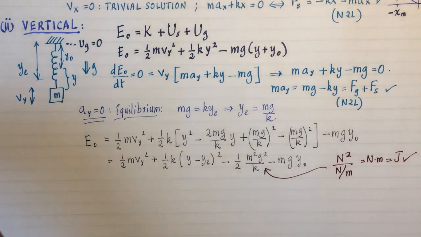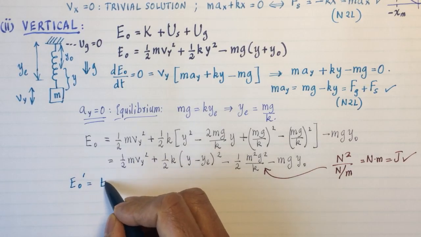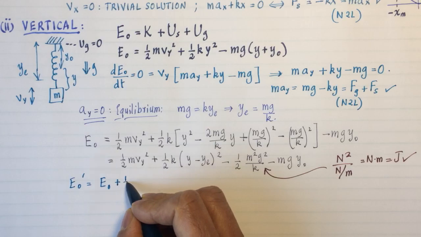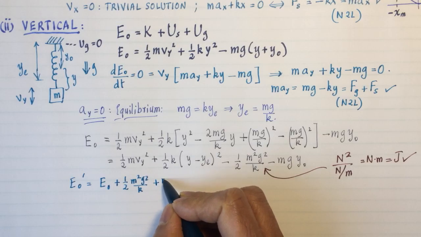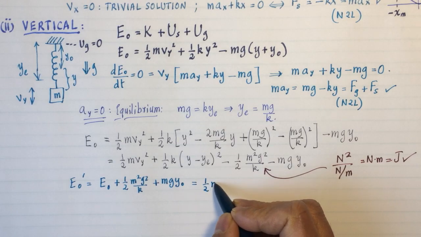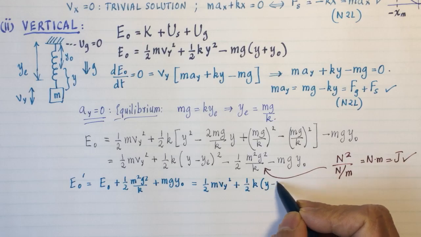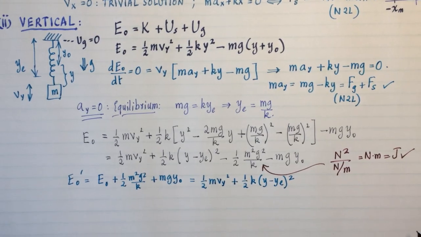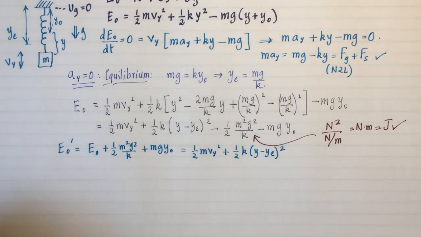Yes, there's a constant. So I'm going to redefine my variables. I'll call this a new energy, E naught prime, as E naught plus all these constant terms, plus 1/2 m squared g squared by k plus mgy naught. And then that E naught prime is just equal to 1/2 m vy squared plus 1/2 k y minus y equilibrium squared. So I'm going to plot with respect to constant E naught prime. Let's finish the plot.